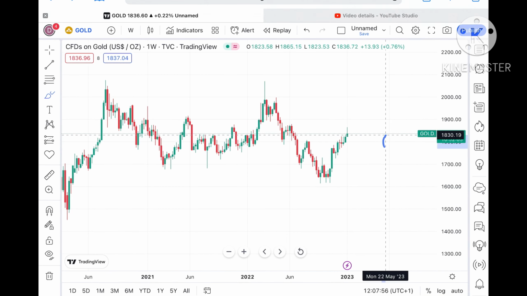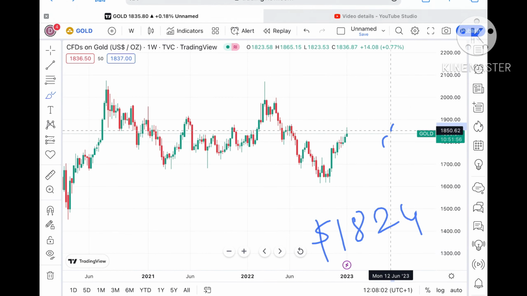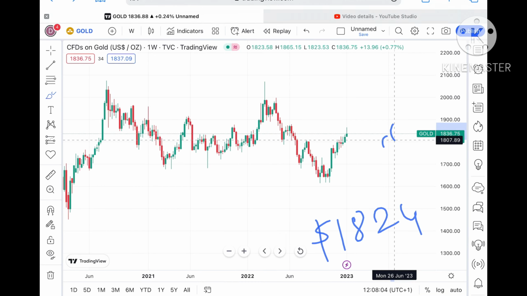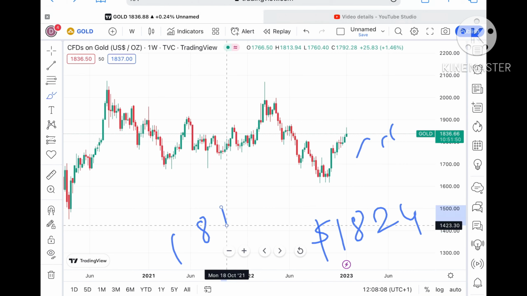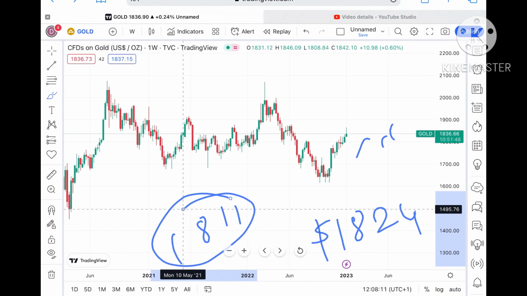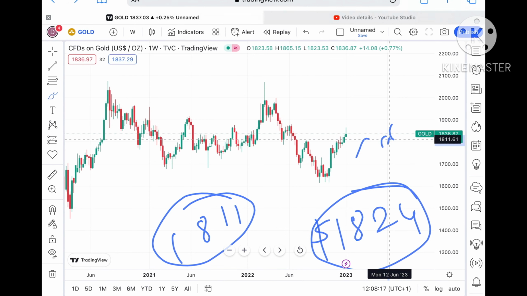Once it breaks this particular zone of 1832, it can come down towards a level of around $1824. After 1832, there is a trend line forming. Once this trend line moves below that level, then a sharp fall can come. Once it moves below 1824, we can see a level of 1811, and from there it can go further down towards around $1808.